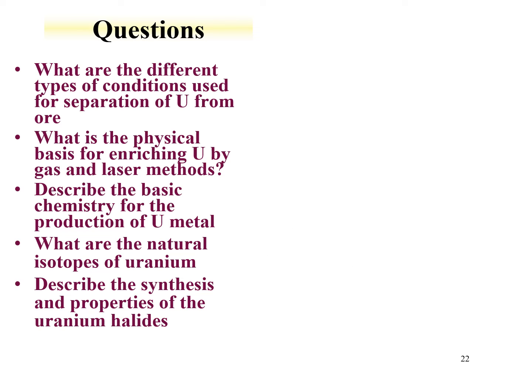What are some of the natural isotopes of uranium? As we discussed earlier, there is uranium-235, which is 0.7%, uranium-238, which is the bulk of the uranium, and then some uranium-234, which is in equilibrium with uranium-238 due to the decay route. And some synthesis and properties of the uranium halides? Well, we discussed those previously, where we talked about starting compounds for the formation of uranium metal, and these can be achieved either from using the uranium metal with the acids or the gases.